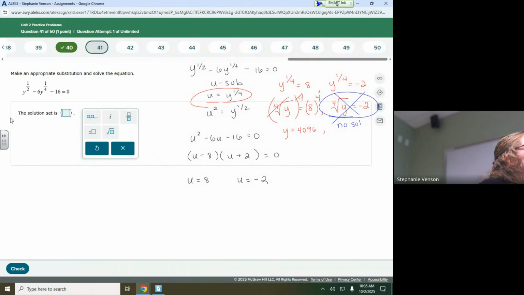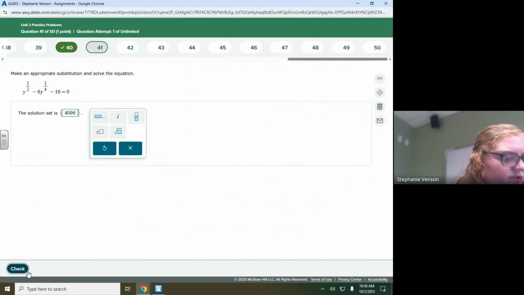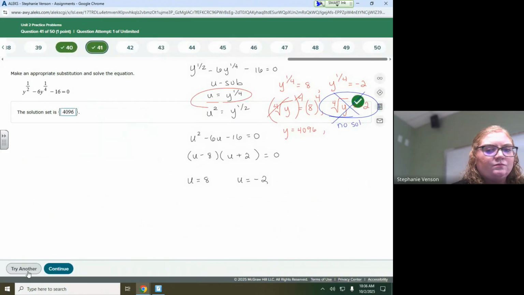But you cannot have an even root. So square root, 4th root, 6th root, 8th root. You're not going to have any that high, but that's the point. You cannot have an even root set to a negative. So I have to throw that piece out, which means my only answer is 4096. Does that make sense? I wanted you to see the difference because you could get either one of those.